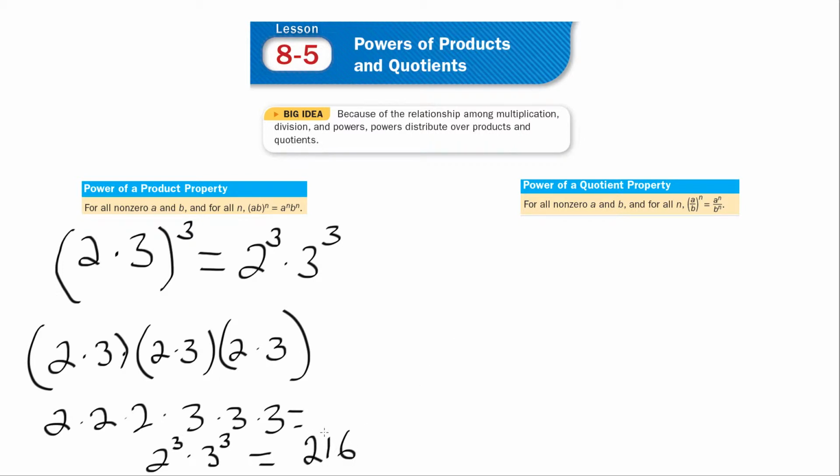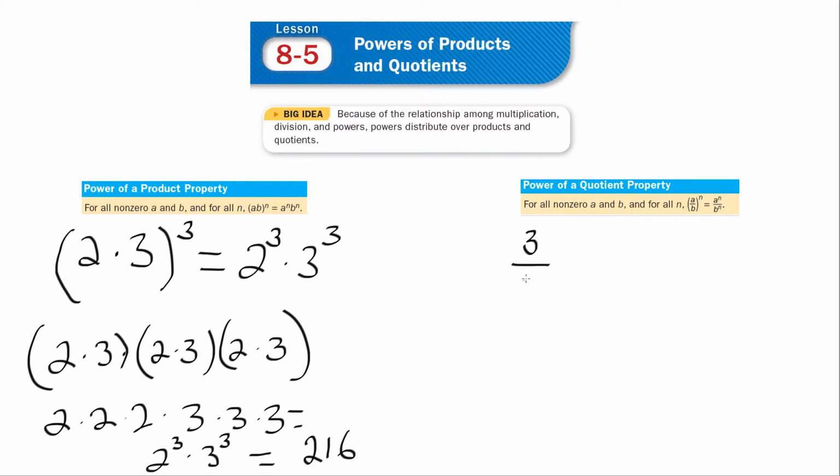So that's the power of a product property. Pretty straightforward, I think. I'm sure we'll confuse it later, but right now we'll think of it as being easy. And now we have the power of a quotient property. For all non-zero a and b, b needs to be non-zero because it's in the denominator, and for all n, (a over b) to the n is equal to a to the n over b to the n.